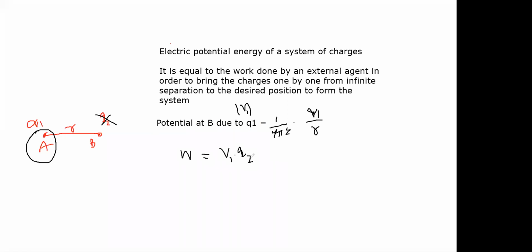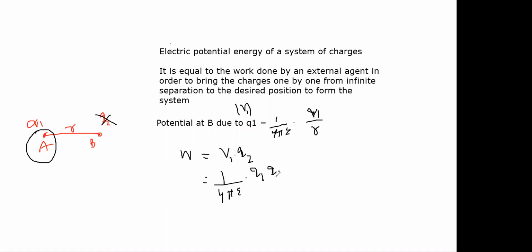So this work now gets stored in the system of charges Q1 and Q2 and is known as the potential energy. So what is the potential energy? It is 1/4 pi epsilon Q1 Q2 by r.